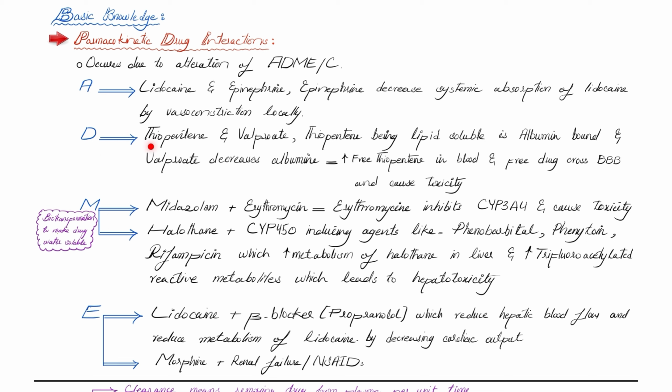For example, when thiopentone, which is an ultra short acting barbiturate, is combined with valproate, which is an anti-epileptic drug, then thiopentone, being lipid soluble, is albumin bound, and albumin in the plasma is the carrier of the thiopentone. And valproate affects the liver and decreases protein synthesis, especially albumin. In this way, the concentration of free thiopentone increases in blood, and this leads to toxicity when it crosses the blood-brain barrier.